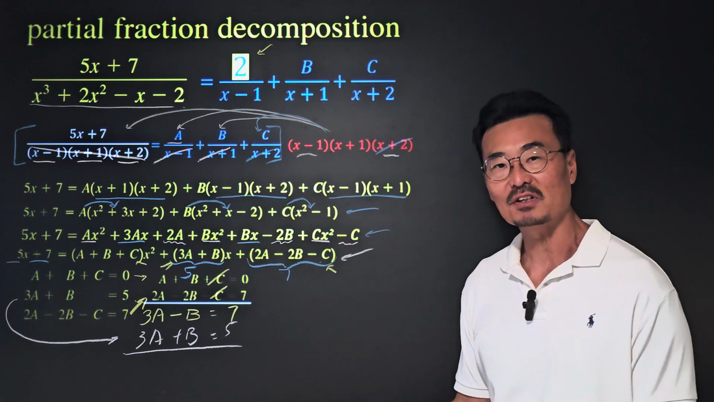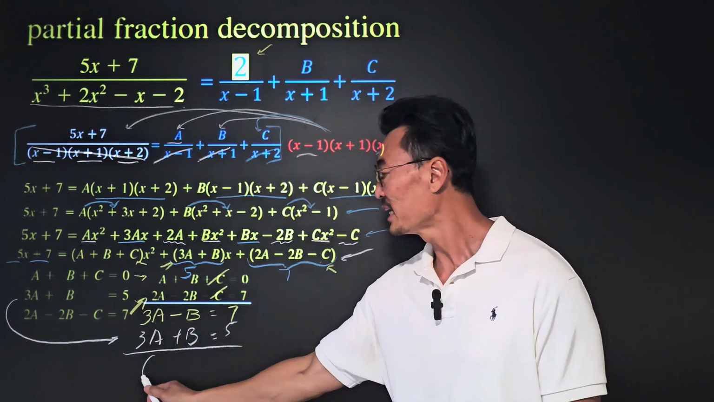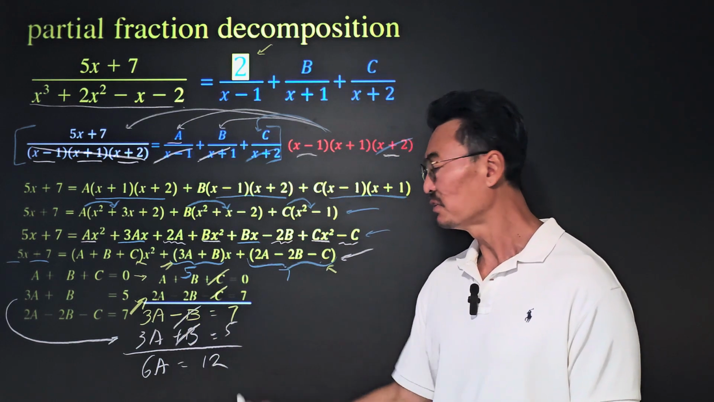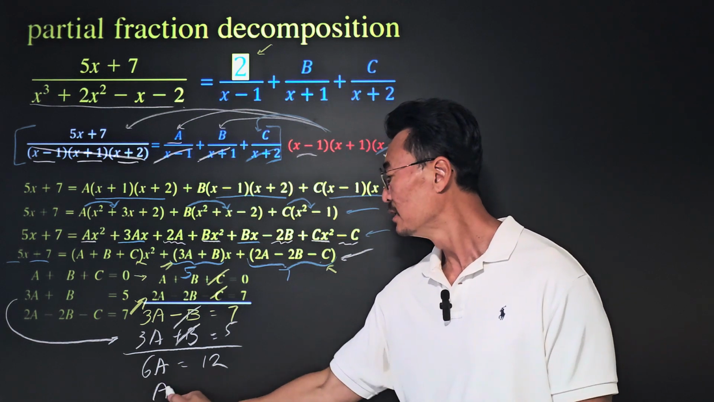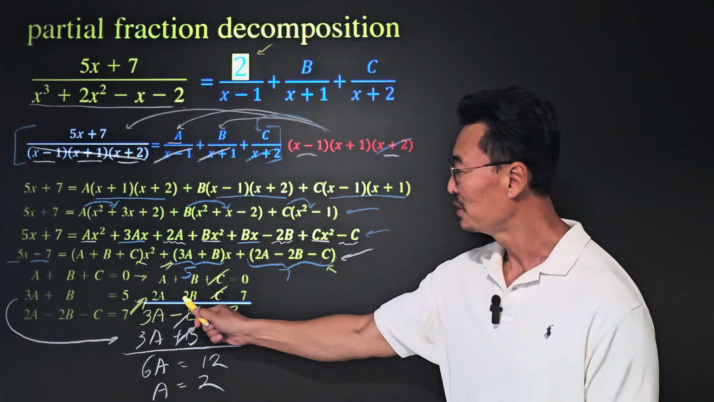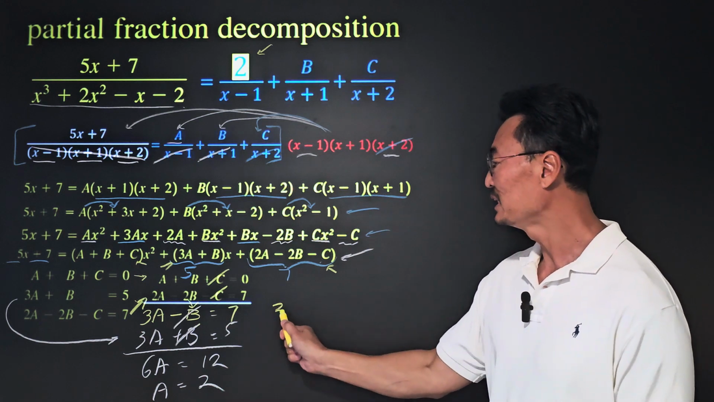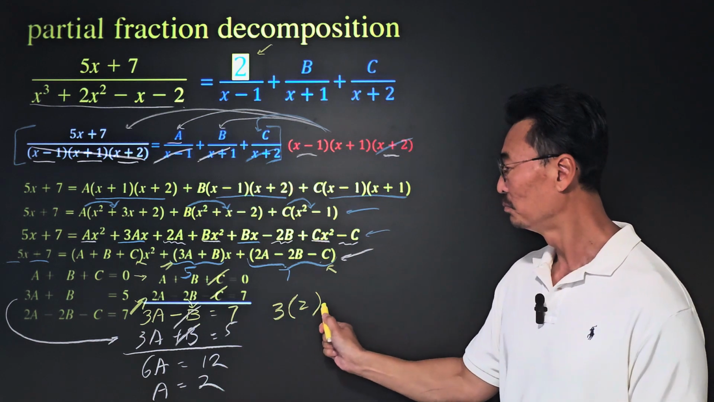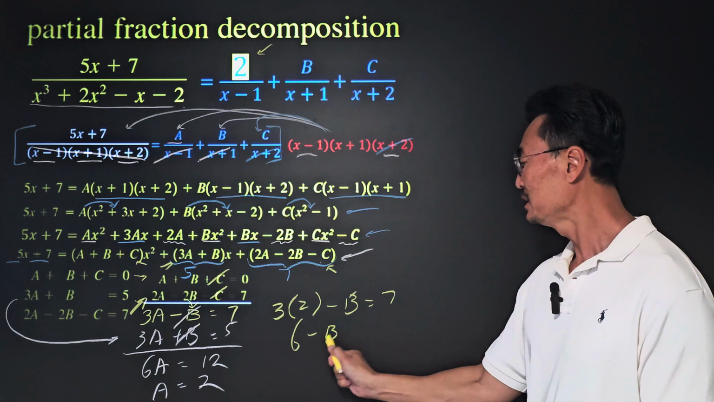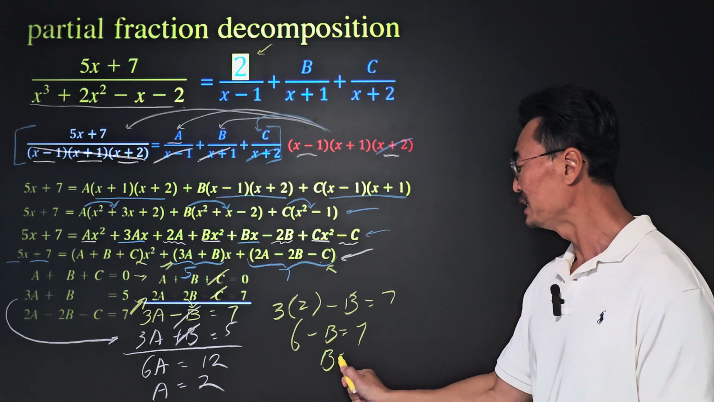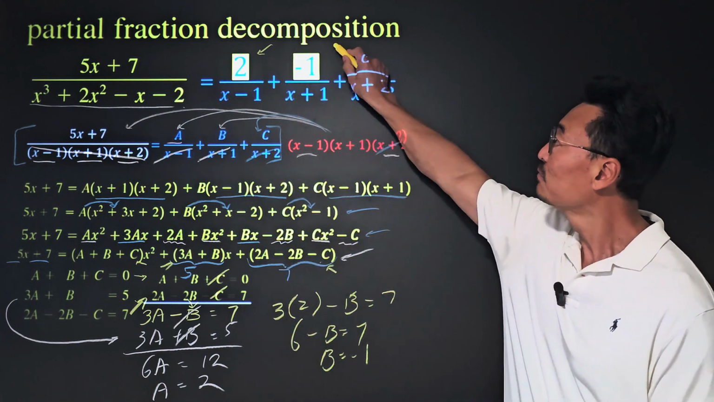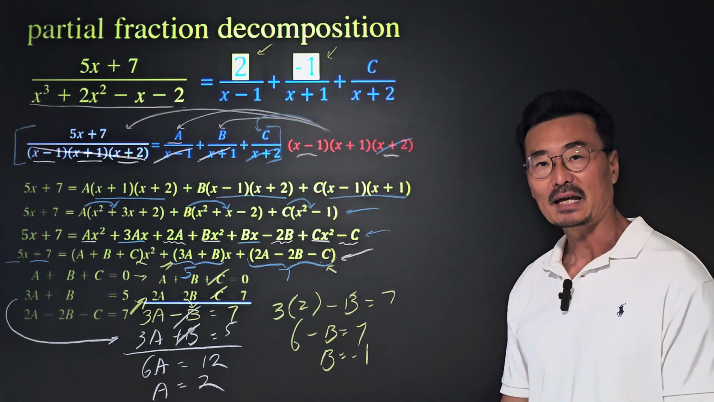Using elimination, we can solve for the value of A. 3A plus 3A is 6A, negative B and positive B cancel out, and we have a 12 on the right side of the equal sign, so A equals 2. Then we'll take that 2 and plug it into this equation right here. So it'll be 3 times 2 minus B equals 7, or 6 minus B equals 7, so B equals negative 1, where again, we'll plug in the value of B into our answer.